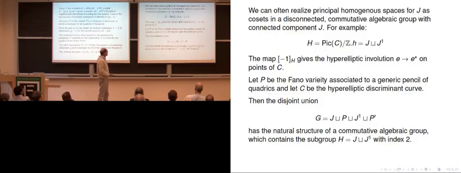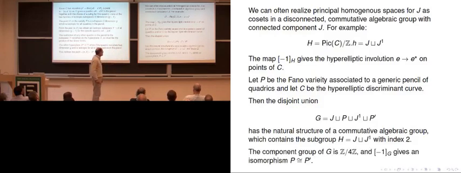The first component is the Fano variety. The second component is J1. And the last component is another variety, which we're going to see is isomorphic to the Fano variety. It has the structure of a commutative algebraic group, which gives P the structure of a homogeneous space for the Jacobian. It contains this with index 2. And the component group is Z mod 4. So J1 is in the 2 component, so it's stable under minus 1. But minus 1 takes this component to that component, and that's the isomorphism.